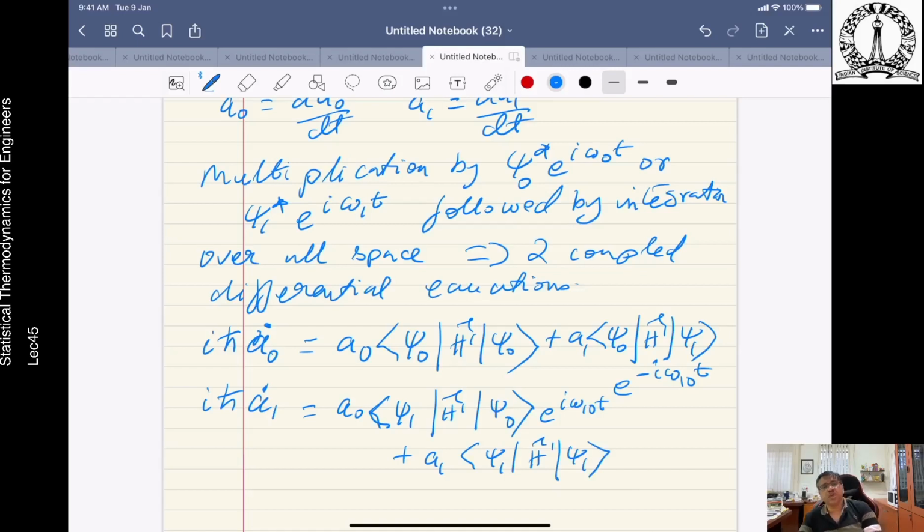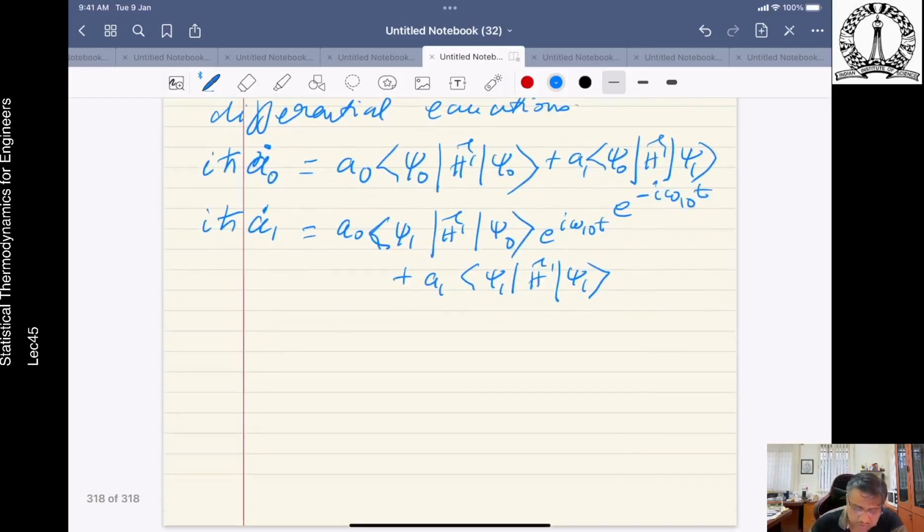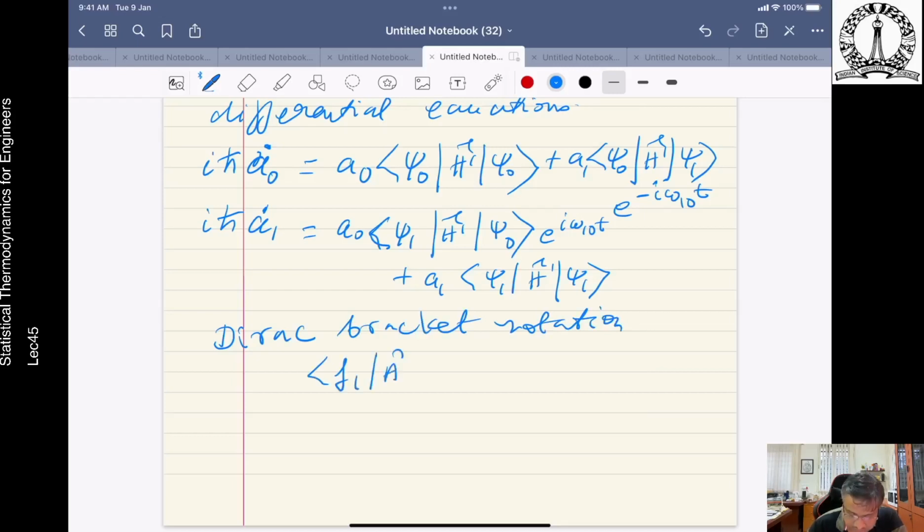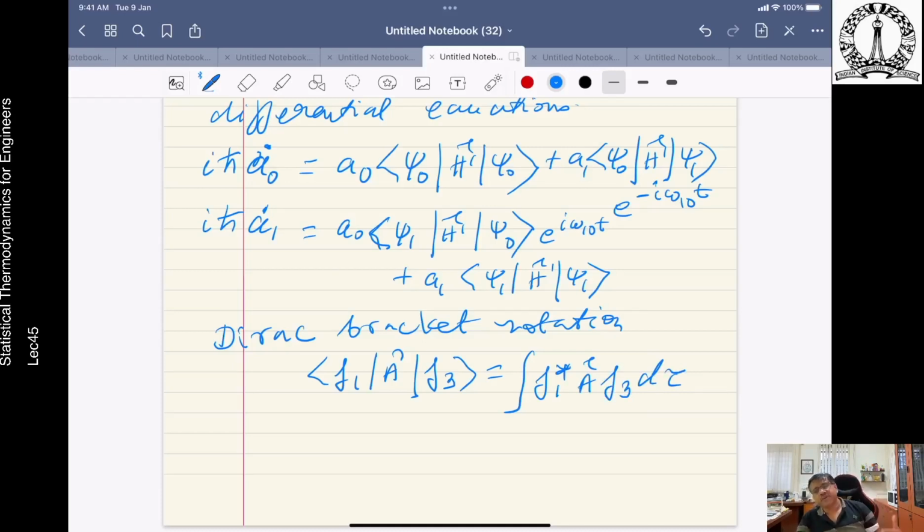Okay, so these are the two coupled differential solutions. Now, obviously, we're going to ask what those bracketed terms actually mean. This is the Dirac bracket notation, which tells you that this is F1, A hat, the operator, and F3. This is basically the integral of F1 conjugate, A, F3, d tau, where tau is across the entire space. So no approximation has been made other than that there are two states, psi 1 and psi naught.